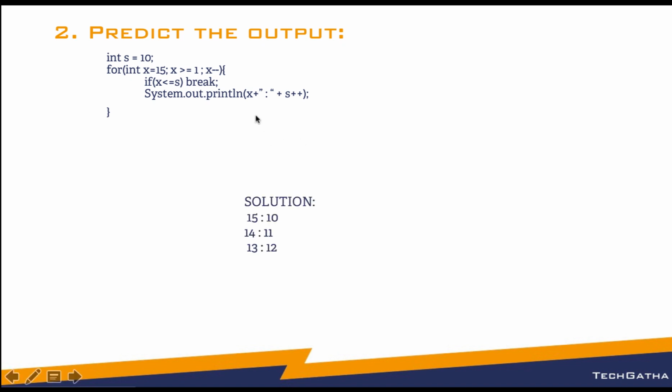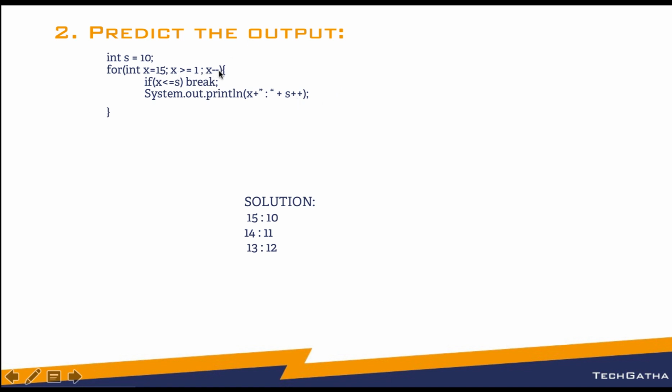Here, this loop runs 3 times. x is 15, s is 10. 15 less than or equal to 10, no. It prints the value of x, that is 15, and the value of s, that is 10. It is a post increment, hence it increments afterwards. First it prints the value of s, then the value of s is incremented from 10 to 11.